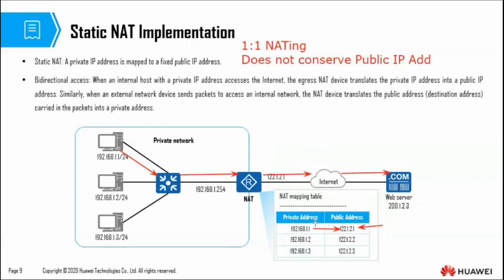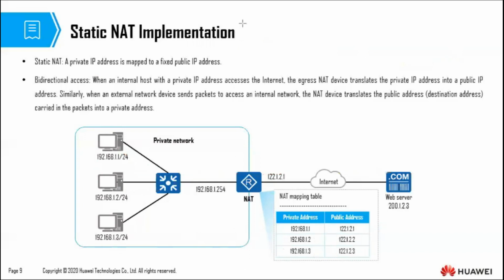Are you getting the point? This guy that comes from here, 192, is going to be given a different public IP address. This one that is coming from .3 is going to be assigned a different public address. So this is one-to-one mapping between public and private IP addresses, and therefore it does not really conserve IP addresses. That's what we call static NAT.